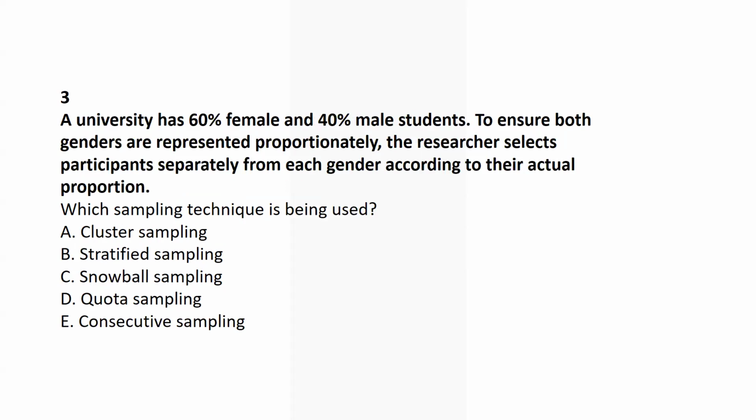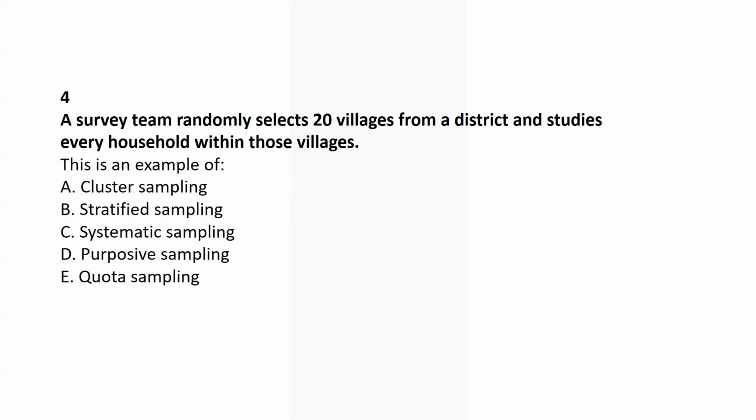Question number three: our university has 60% female and 40% male students. To ensure both genders are represented proportionately, the researcher selects participants separately from each gender according to their actual proportion. Which sampling technique is being used? Option A, cluster; B, stratified; C, snowball; D, quota; and E, consecutive. B. B is the right answer because we are talking about the two strata.